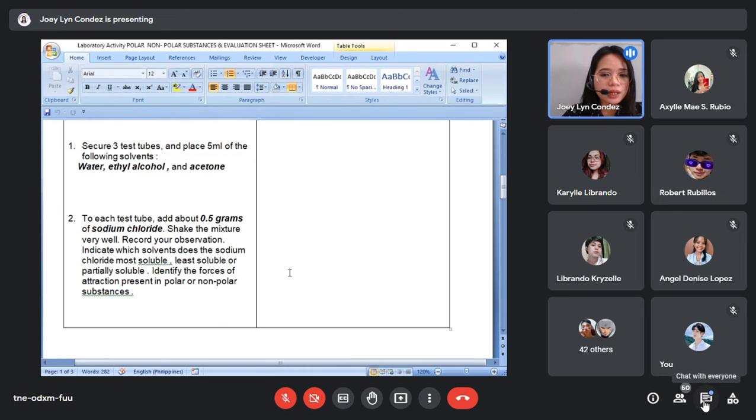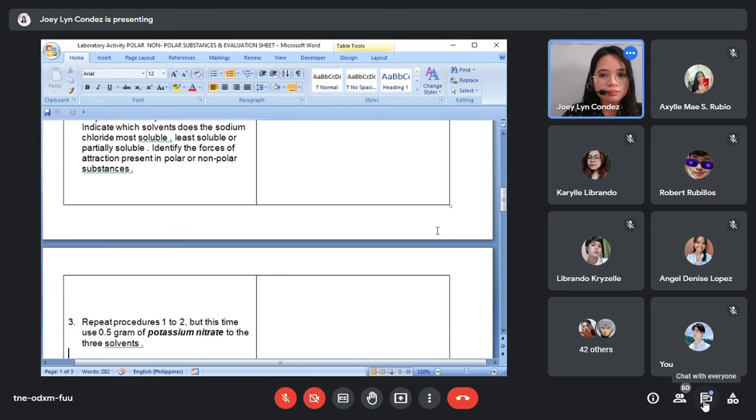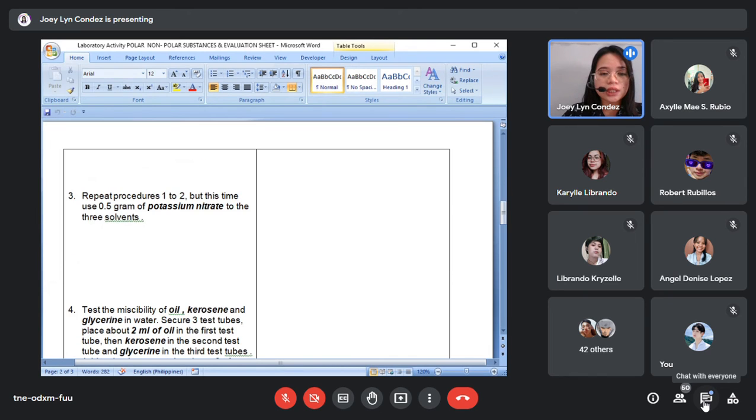Okay, next we have, repeat procedures 1 and 2. The procedure is the same. What changes is the solute. This time we're using potassium nitrate. And everything is the same, 0.5 grams. So mix it, shake, and record your observation.